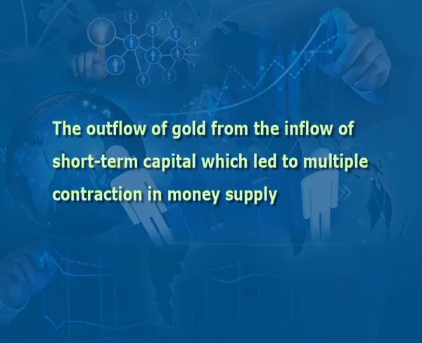On the contrary, there was the outflow of gold from the inflow of short-term capital, which led to multiple contraction in money supply. However, at present, when the gold standard does not exist, short-term capital movements affect the supply of money. Let us look at how it affects. The supply of money is related to the current account of balance of payment because short-term capital movements affect the supply of money through it. When there are changes in the assets and liability of the central bank due to short-term capital movements, these bring changes in the money supply of the country.